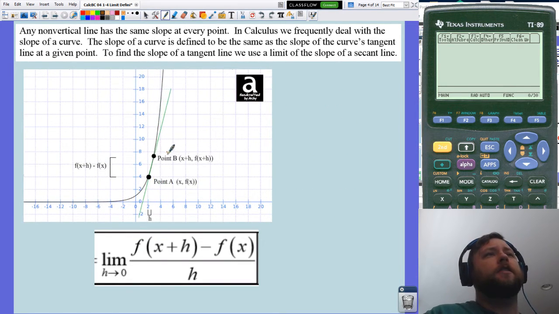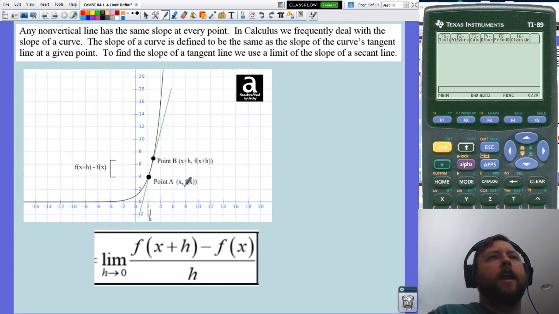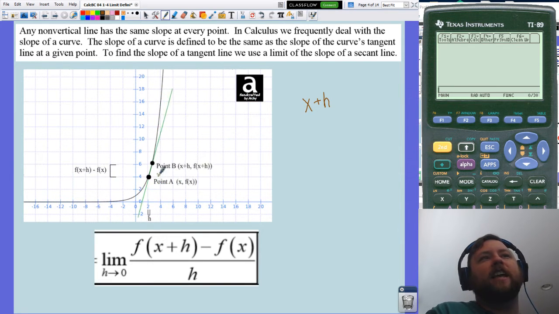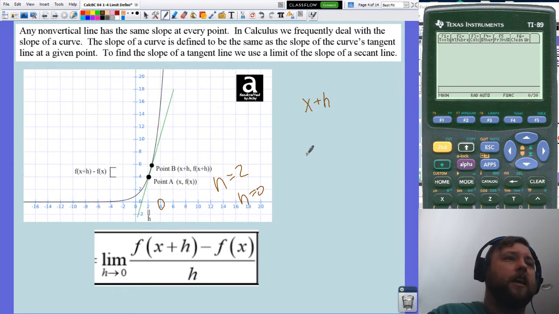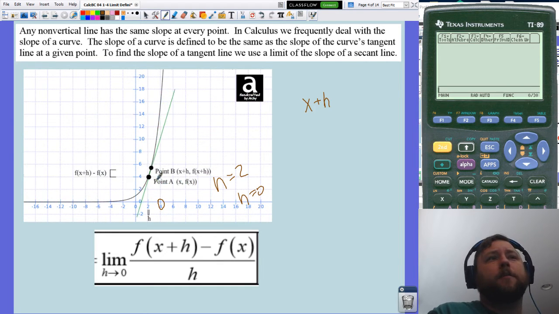Now I want to show you this again with some equations going on. You start off where point A is at x, f of x, and point B has this x plus h offset. So what does the h start at? Notice the h starts right here, at h equals 2, and then it's shrinking, all the way down to h equals 0. When h equals 0, x plus h is equal to x. So this is where the concept of limits comes in.